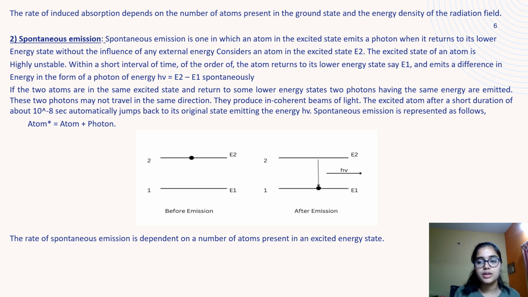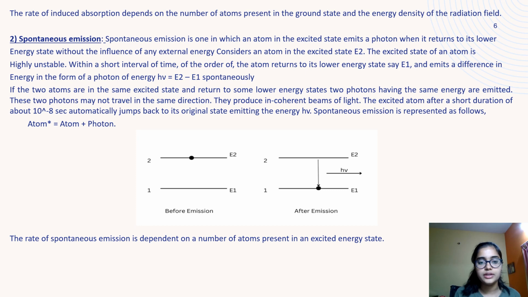Spontaneous emission can be represented like this: we consider an atom in excited state E2, and the excited state of an atom is highly unstable. Within a short interval of time, the atom returns to its lower energy state, say E1, and emits the difference in energy in the form of a photon of energy h mu equal to E2 minus E1 spontaneously.